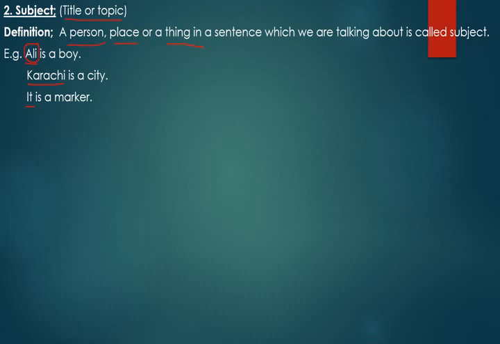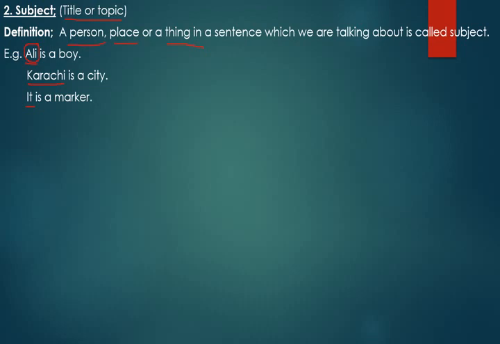Here it is not doing any sort of action. For example, I say Ali is a boy. I'm talking about a person. Ali is a regular boy. Ali does not make absentees in class. All the teachers like Ali. So here we are talking about a person.